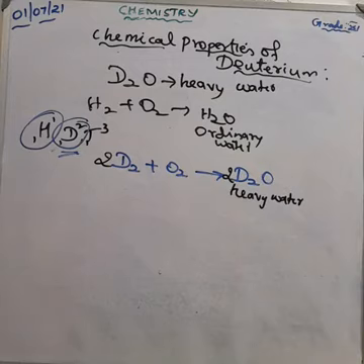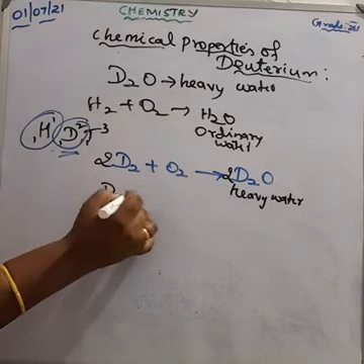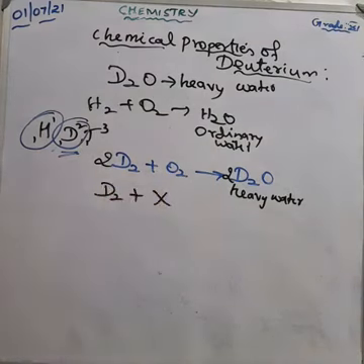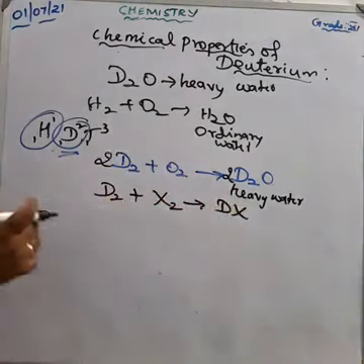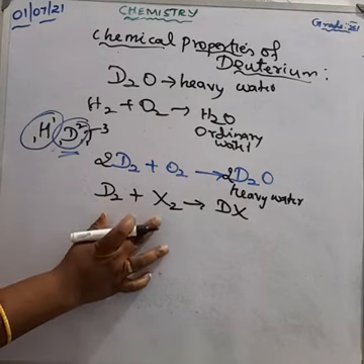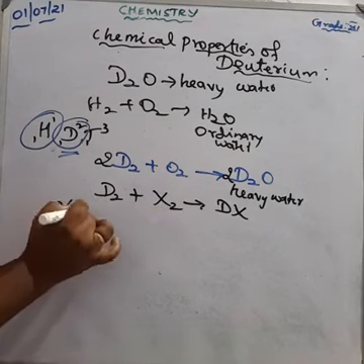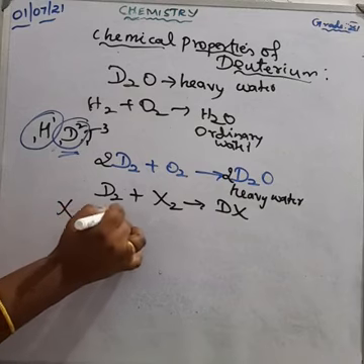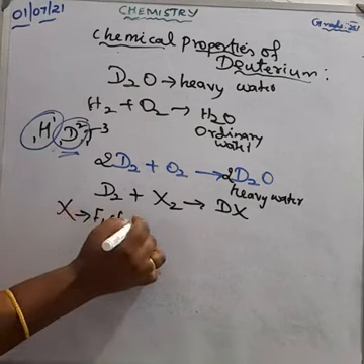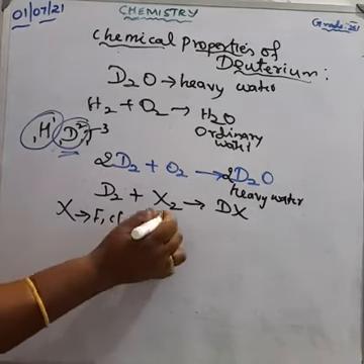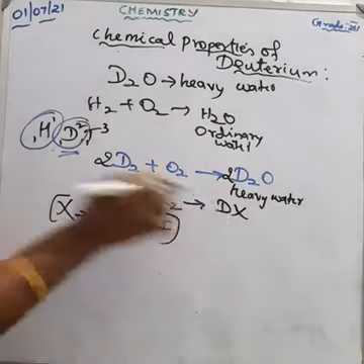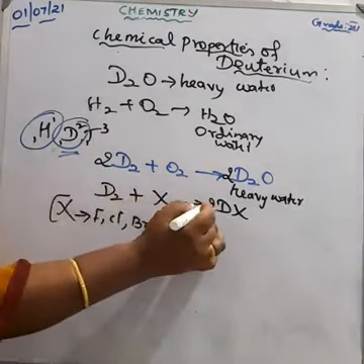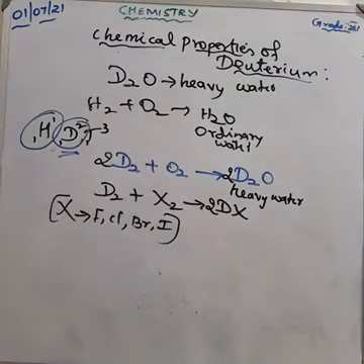Like the hydrogen atom, deuterium also combines with halogens to form deuterium halides. D2 combines with halogens, X2, where X represents the halogens. What are the halogens? X is fluorine, chlorine, bromine, iodine. When the deuterium atom combines with the halogens, it forms deuterium halide, DX. This is the chemical property of deuterium.